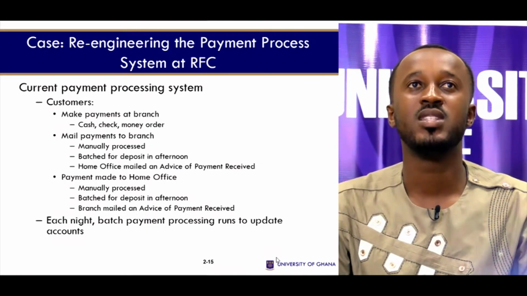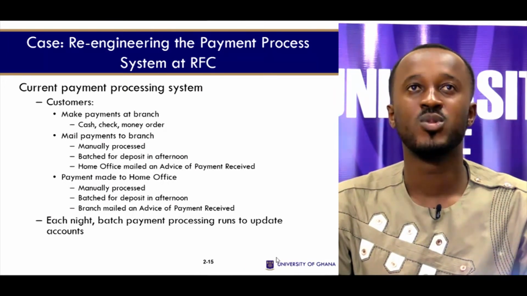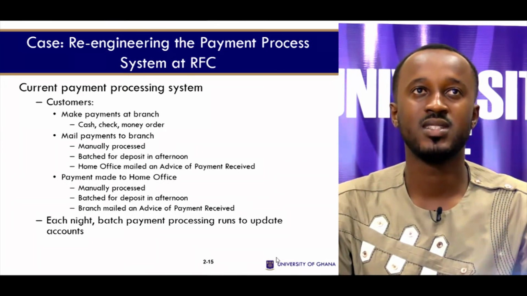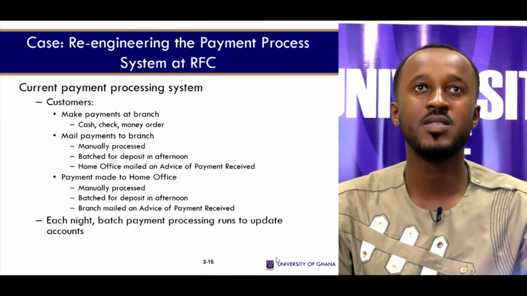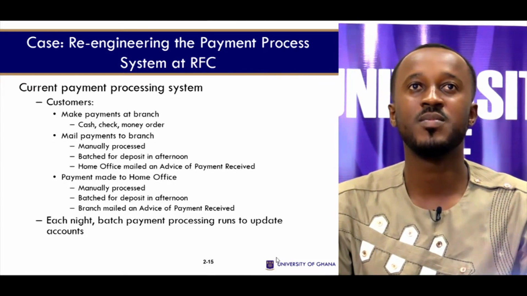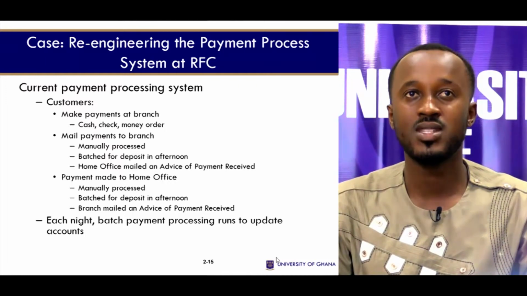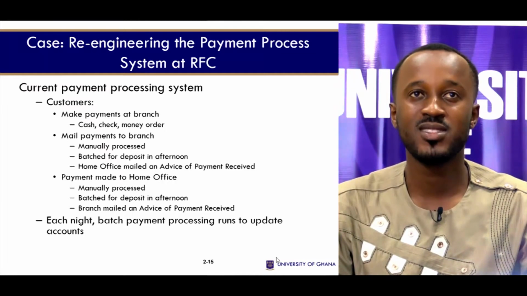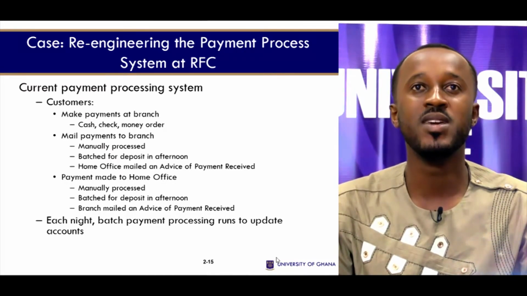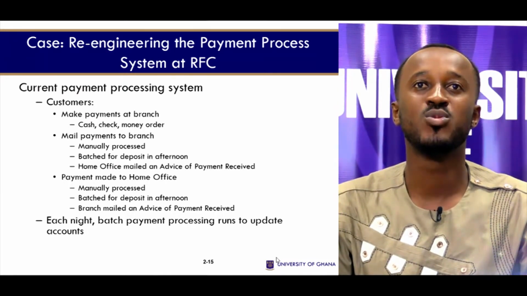So this is a case in point, re-engineering of the payment process by the company whose example we looked at. In re-engineering their payment process, we look at their current process, then at how it happens. The current payment process system is like this. The customers make payment to a branch. It could be by cash, check, or money order. They mail payments to the branch, manually processed. Then it is batched for deposit in the afternoon to a home office, which is mailed in advance of payments received. Then payments are made to the home office.